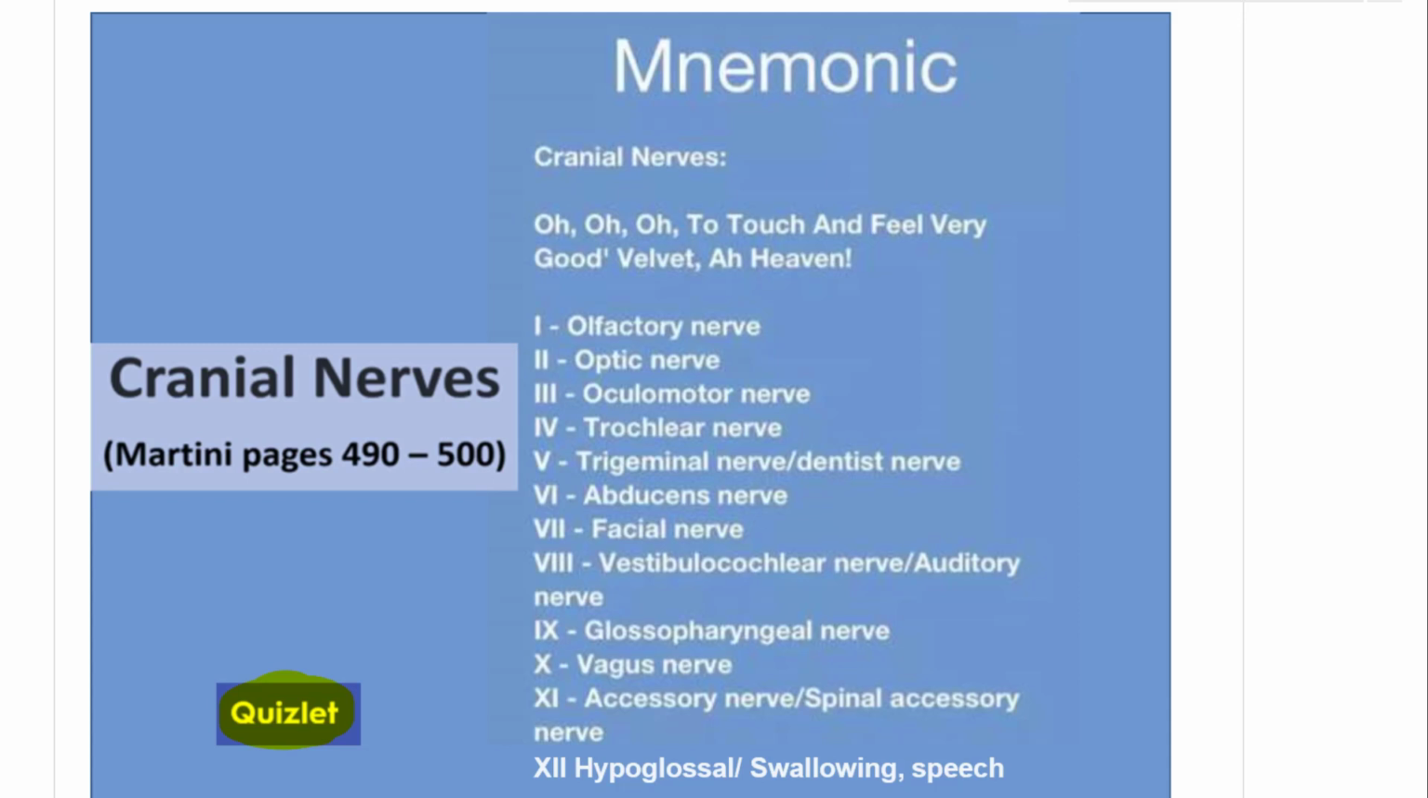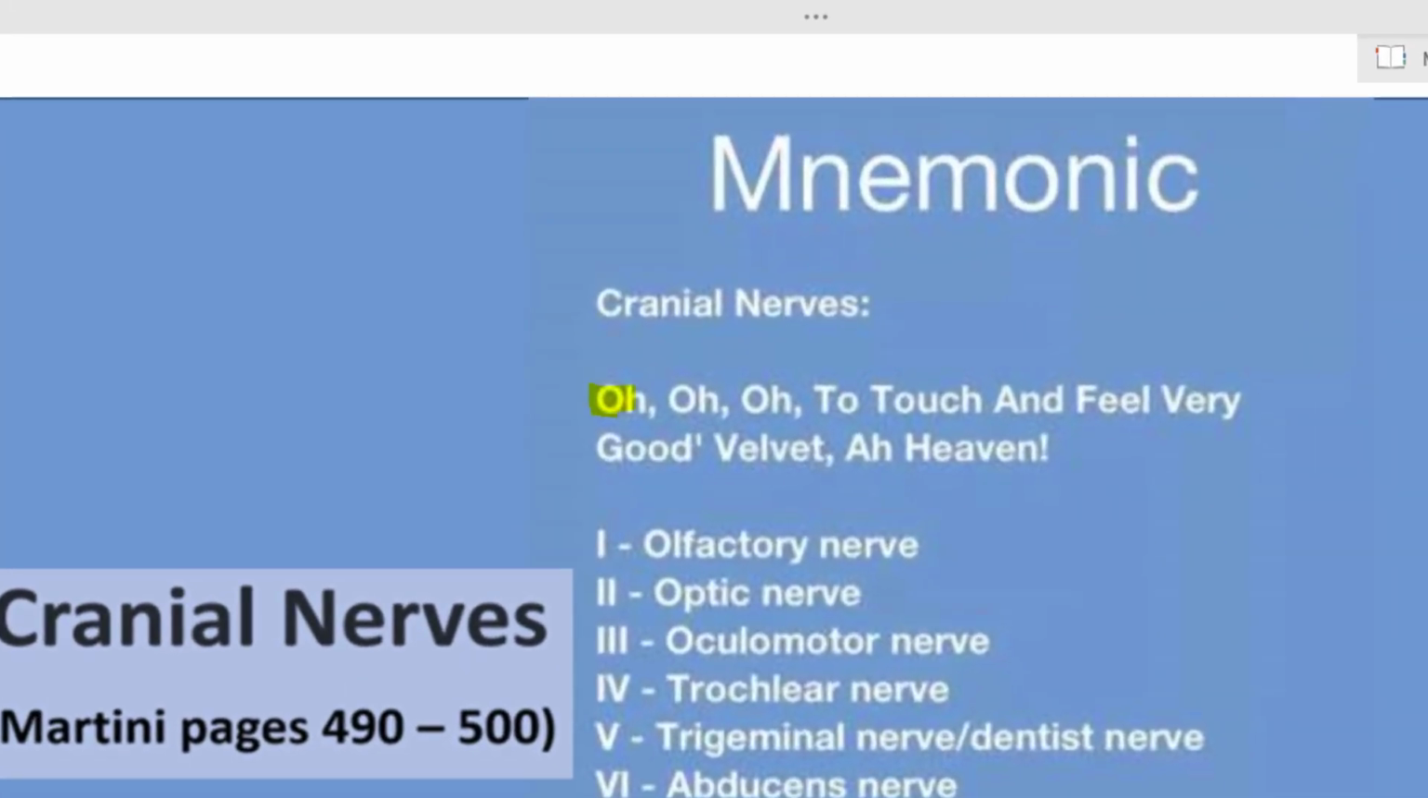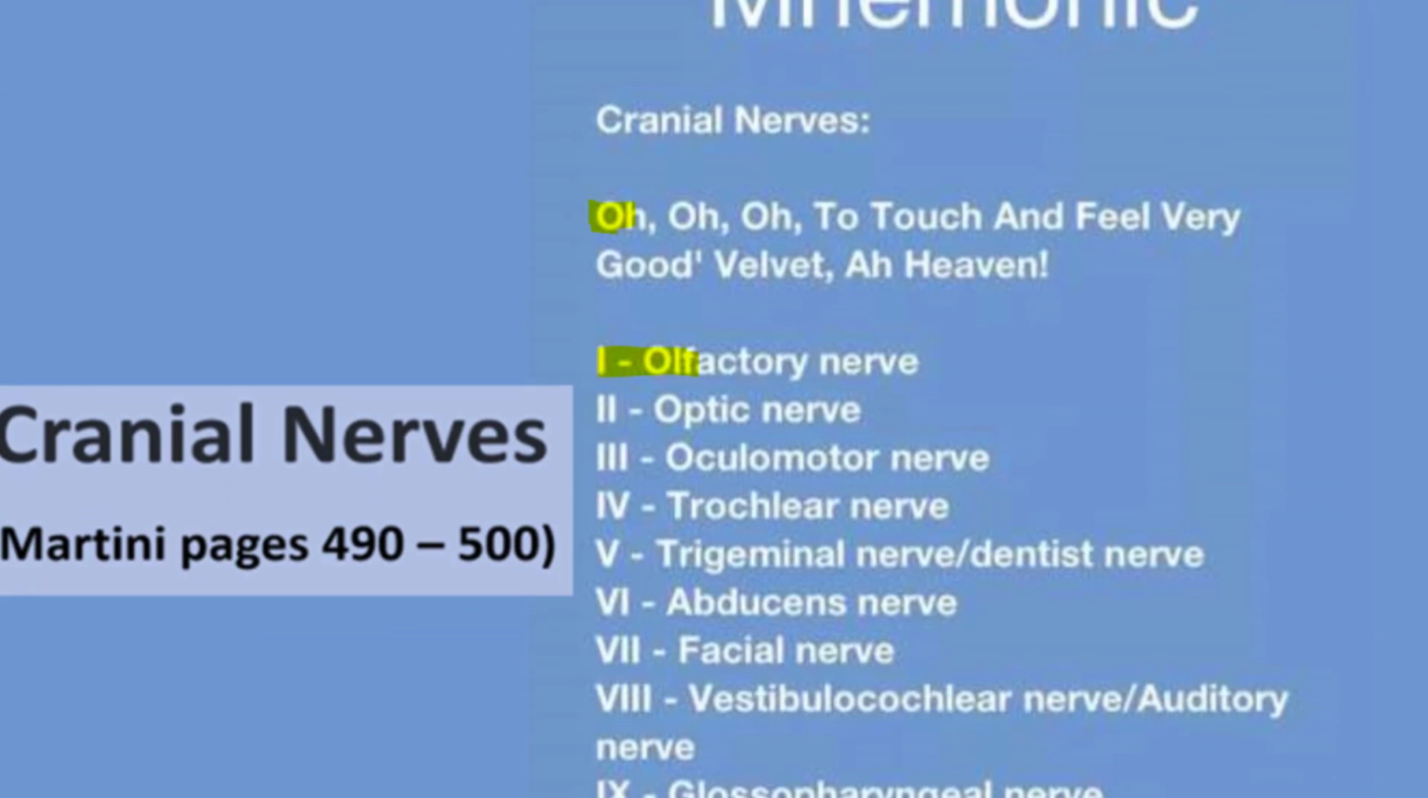Okay? So the mnemonic is O is for olfactory, which is smell. Smell is what? Sensory or motor? Sensory, right? Now, the next O is what? Optic nerve. What is optic for? Vision, right? So that's number 2. Is vision sensory or motor? Sensory. When you see something, it's just pure sensory, right?